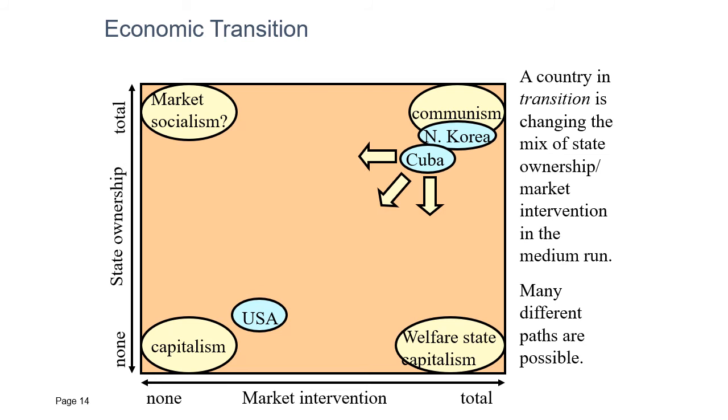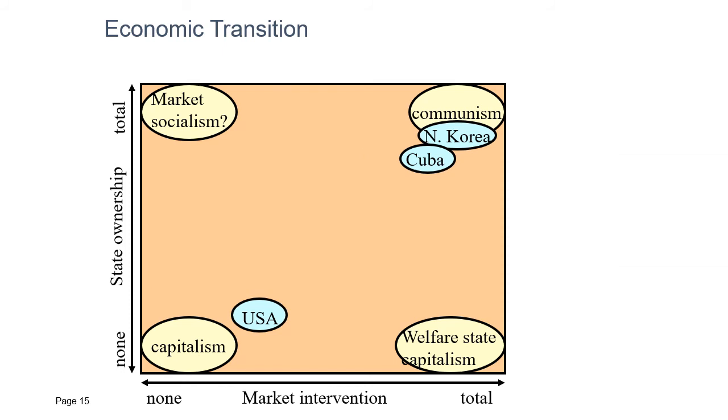And that's ultimately up to what the thinking is by government, by the private owners in these companies, and whatever agreements they can come to. So that's something you need to consider when you're looking at economic transitions. What is the state ownership? What is the market intervention? Can we move to other state ownership? Can we move to other market intervention?